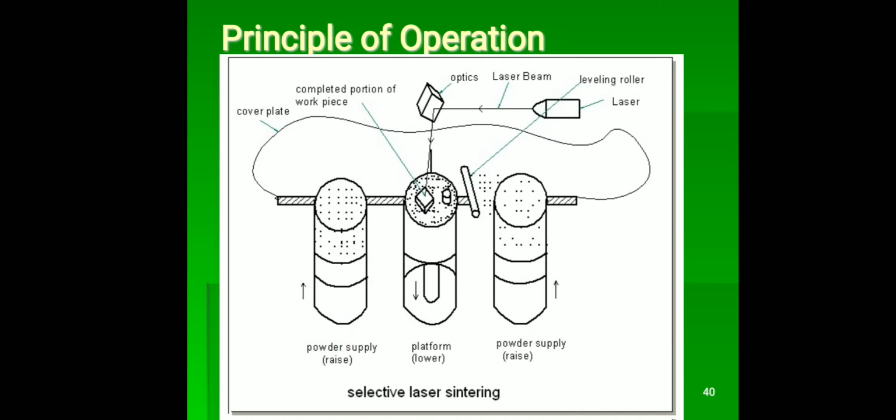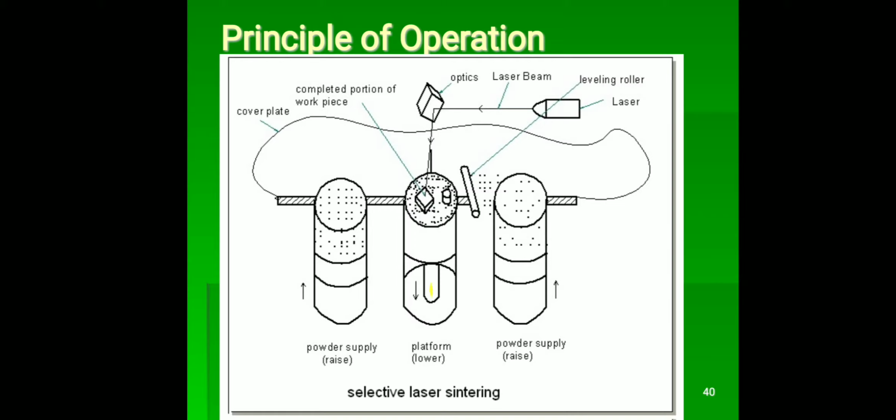This is the platform over which we apply a powder coating, or you can say powder supply. After that, on this powder supply, we move a leveling roller so that all the powder forms a uniform layer over the platform. Then we fire the laser, and it removes the material which we want to produce. So basically it creates the first layer.